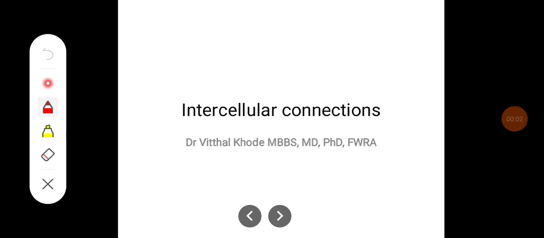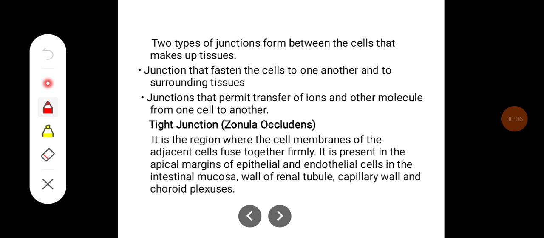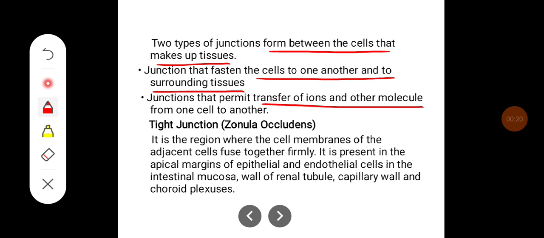Hello everyone, here we'll see what are intracellular connections. There are two types of junctions formed between the cells that make up tissues: junctions that fasten the cells to one another and to surrounding tissues, and junctions that permit transfer of ions and molecules from one cell to another cell.